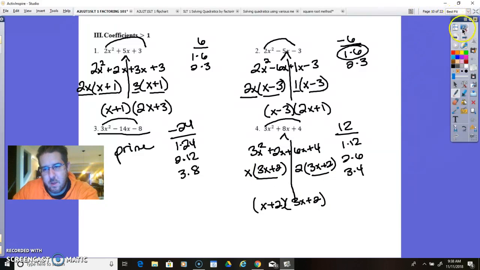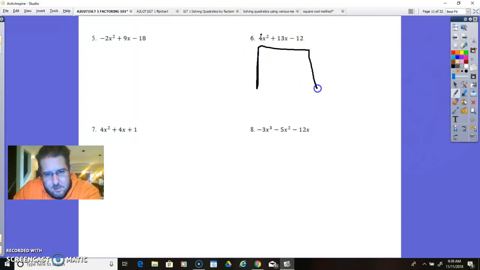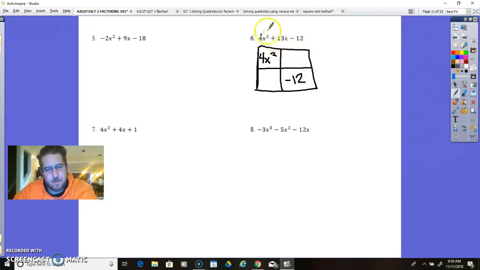Alright, so I told you I was going to show another method. I'm not going to do all these problems, so I'll do this one right here. So I'm going to make a box, and 4 squares. I'm going to put the first term in the upper left-hand square. I'm going to put the last term in the bottom right-hand square, and I'm going to do the same thing I did before to find out the other two terms.